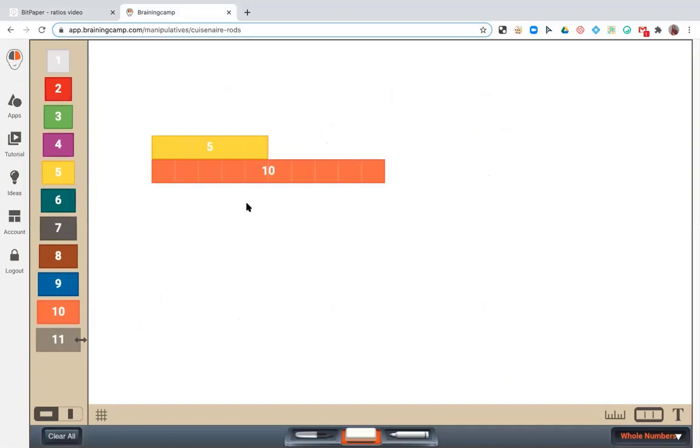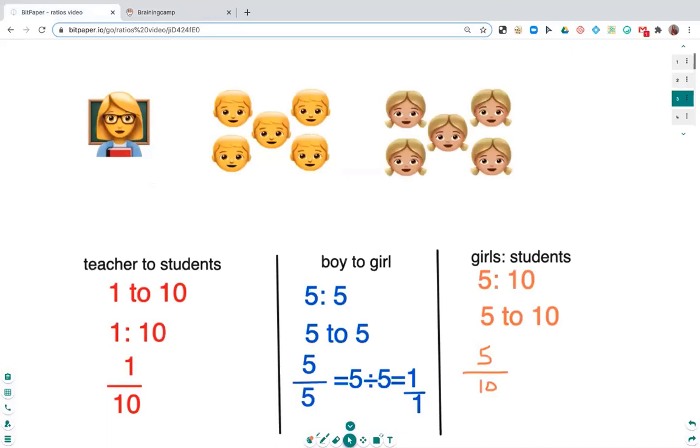Well, if you can see, 5/10 would also be the same as 1/2, because 5 is half of 10 and 1 is half of 2. So these ratios are equivalent. I'm going to do a whole other video on just equivalent ratios, but that's a good little example of 2 equivalent ratios. So 5/10 is the same as 1/2.